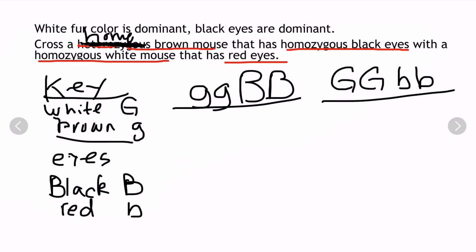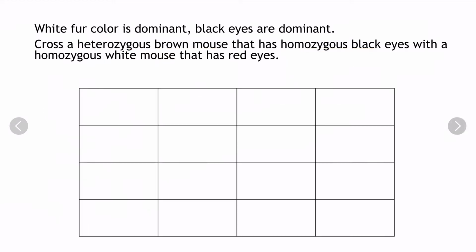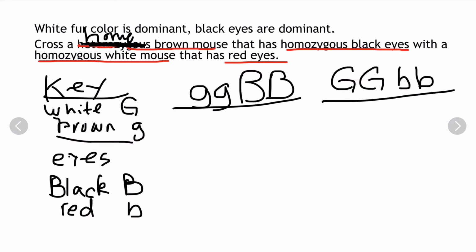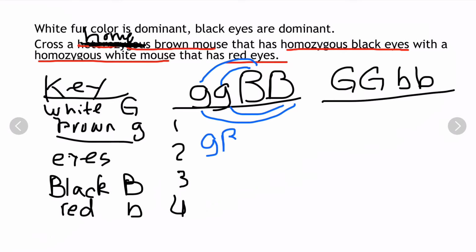Here are our two parents. The biggest issue I've seen is being able to get the 4 gametes for each of these parents. 1, 2, 3, 4. And remember, to get the gametes, we do the FOIL method. First, inside, outside, last. That's how we get our 4 gametes. So the first combination of alleles would be little g, big B. Second would be little g, big B. Third would be little g, big B. And fourth would be little g, big B.